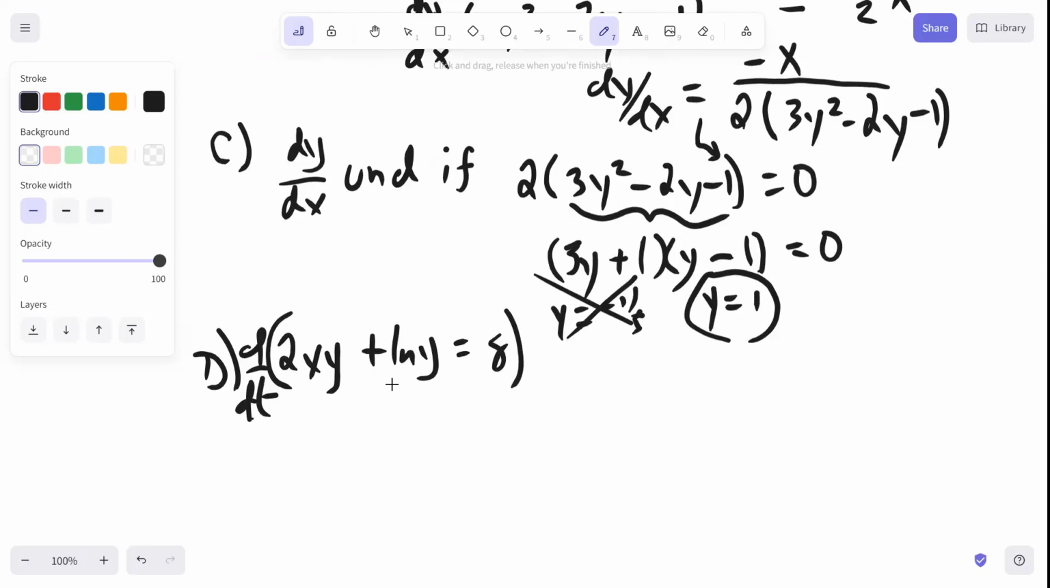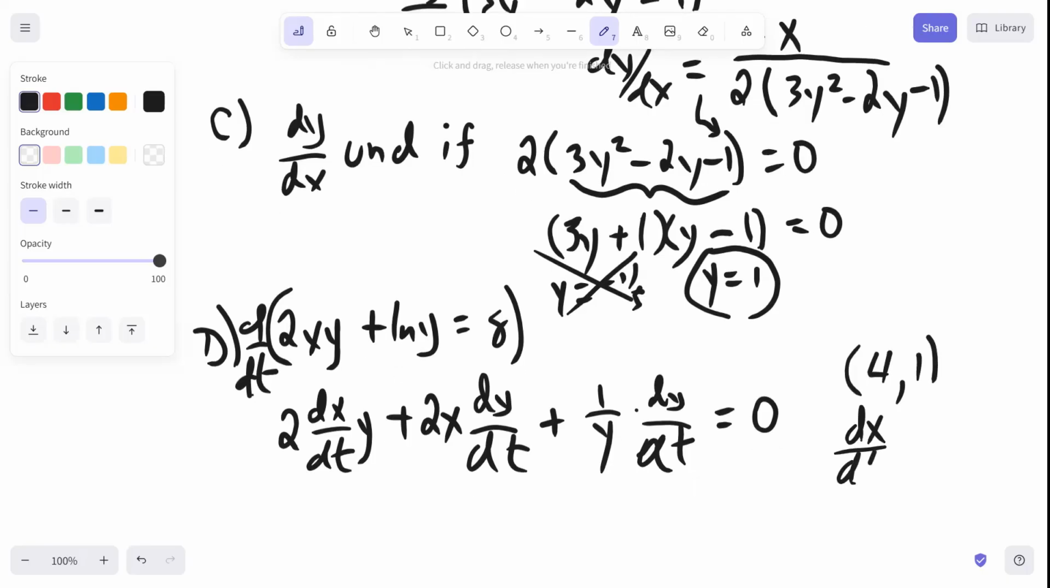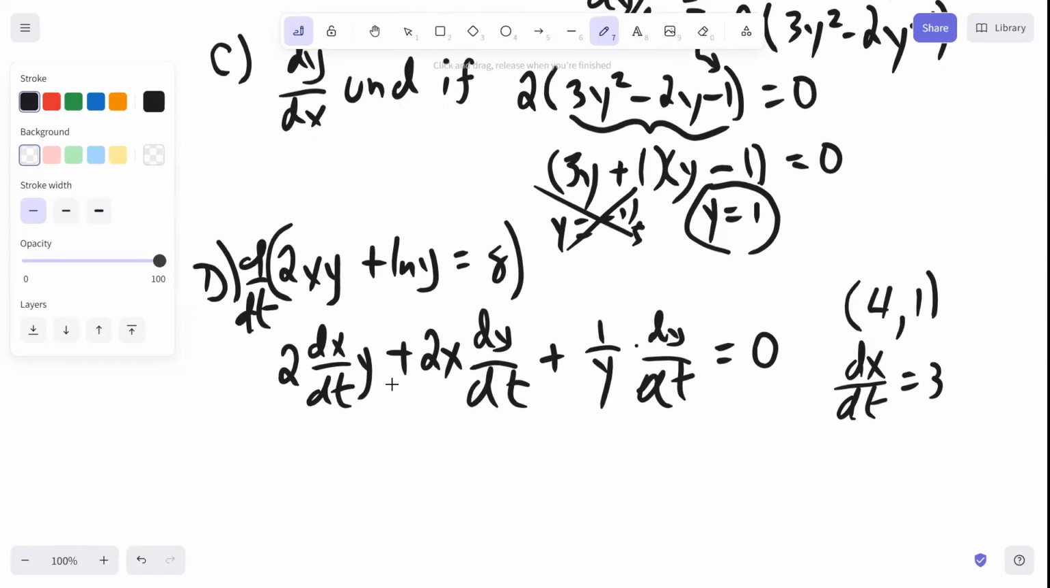For the 2xy, you would have to use the product rule. So the derivative of the 2x would just be 2 times dx/dt times y, plus 2x times the derivative of y, which would be dy/dt, plus the derivative of natural log y, which would be 1 over y times dy/dt, equals the derivative of 8, which is a constant, which is 0. Now we know the point is 4 comma 1. We also know dx/dt equals 3. I recommend plugging these values in first and then solving for dy/dt.